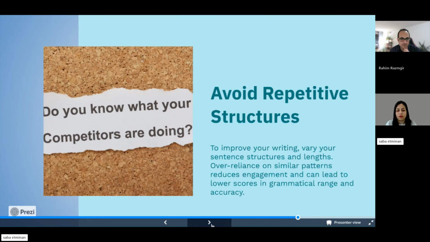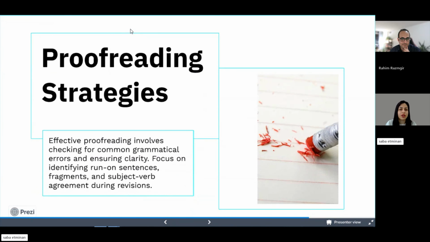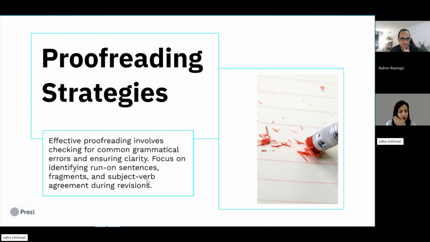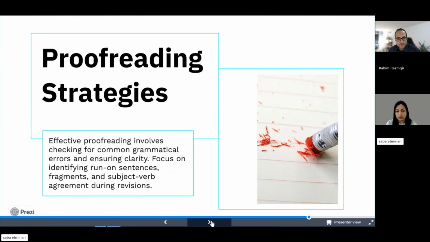And proofreading strategies. Effective proofreading involves checking for common grammatical errors and ensuring clarity. Focus on identifying run-on sentences, fragments, and subject-verb agreement during revisions. It would be very good if we can just find maybe 1 minute, even half a minute to be able to proofread our essay at the end to notice this kind of mistakes. That would be great.